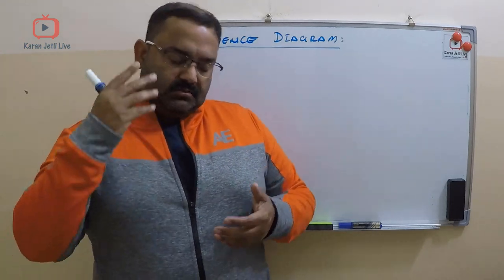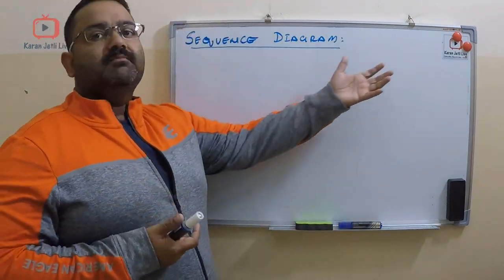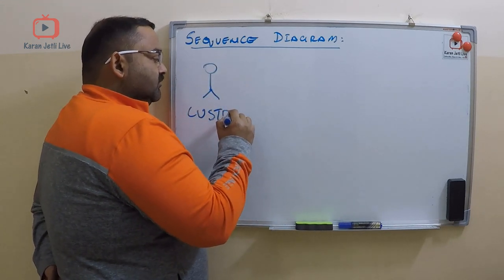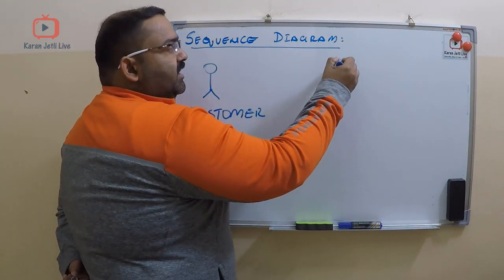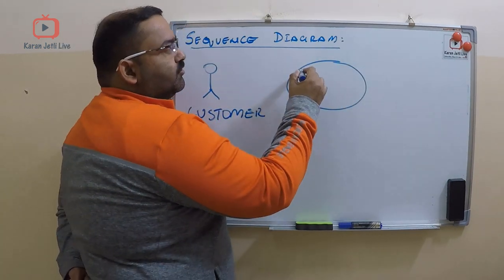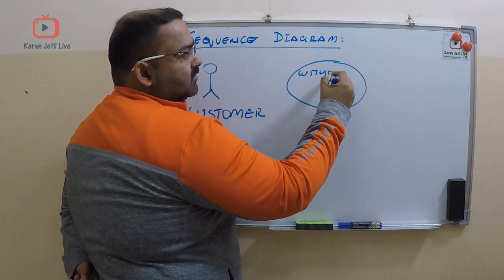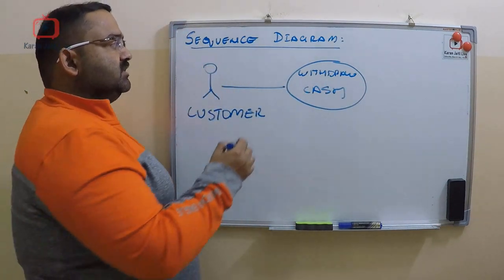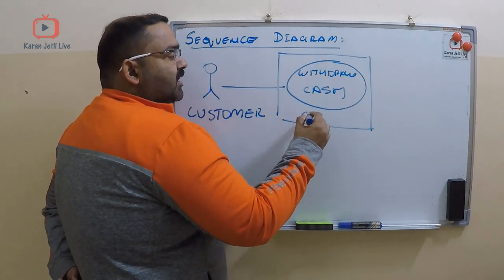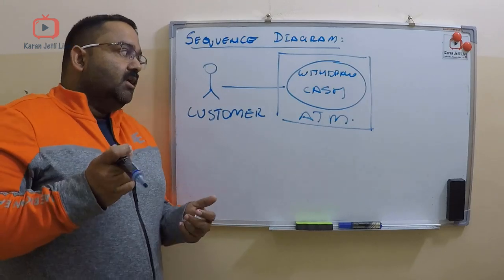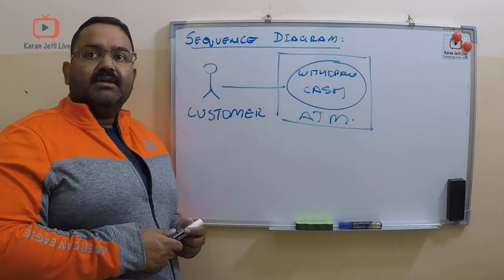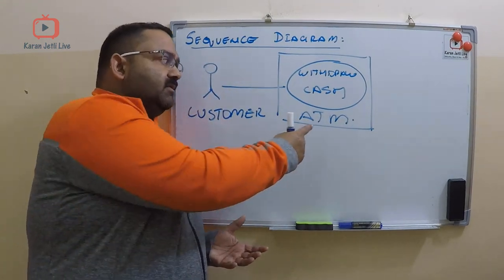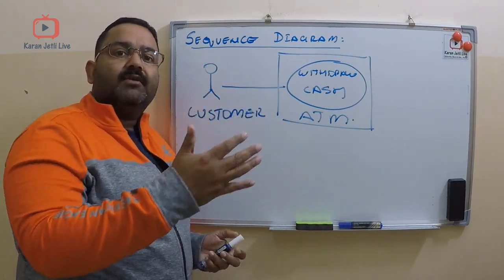For example, I always take the example of an ATM machine. So we have a customer, who is an actor. On an ATM machine, he can withdraw cash. So this is a use case. And what is this system? This system is nothing but a bank ATM machine. Now, when we make a system sequence diagram, we show this machine as one single system. But in reality, one system is always made up of different components.